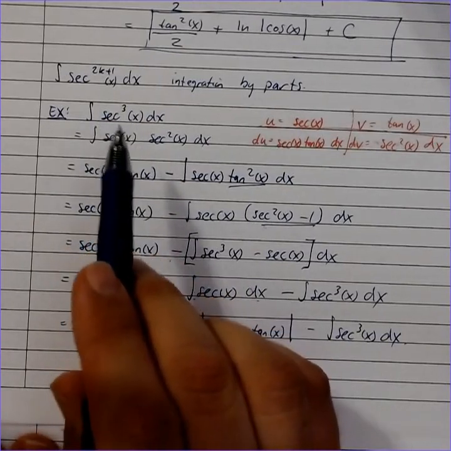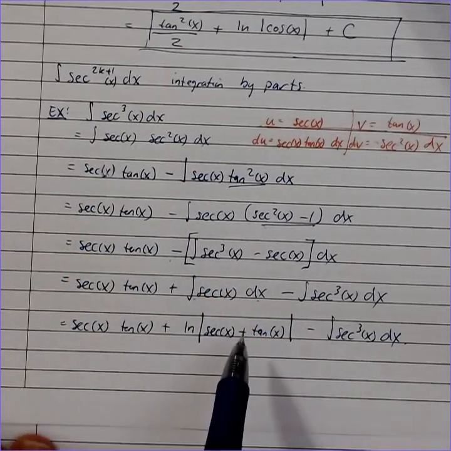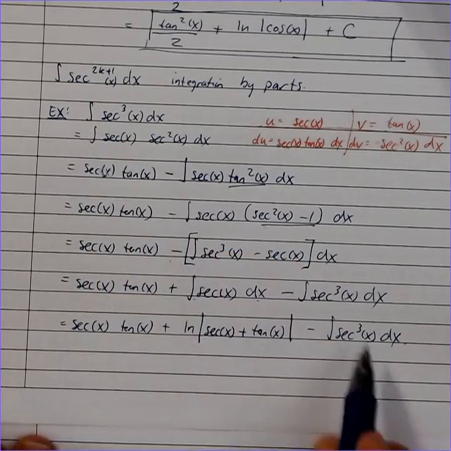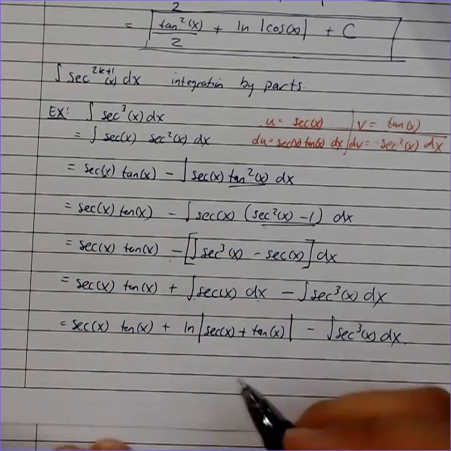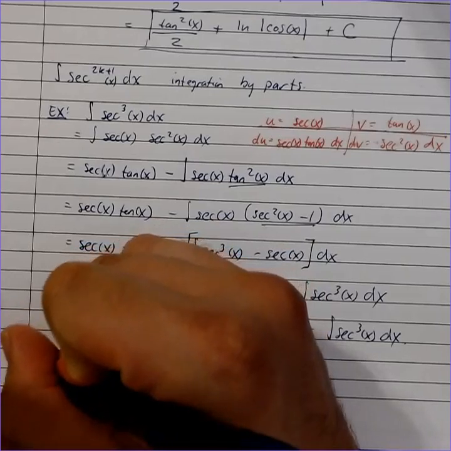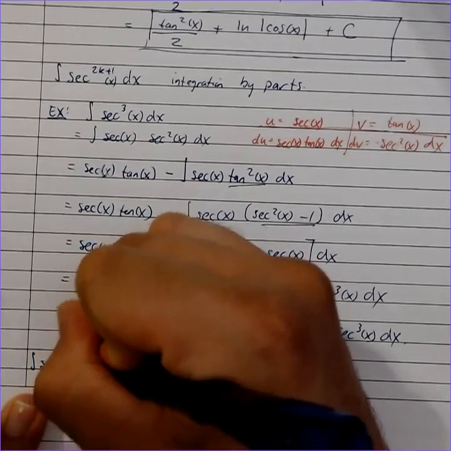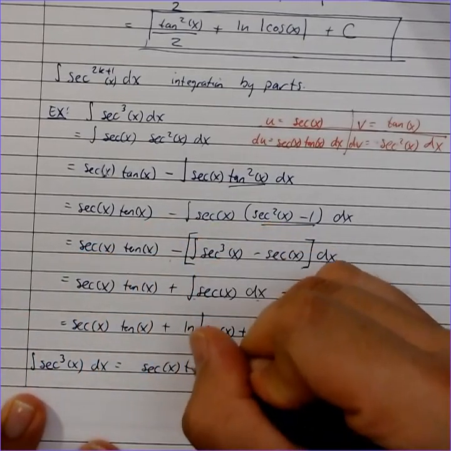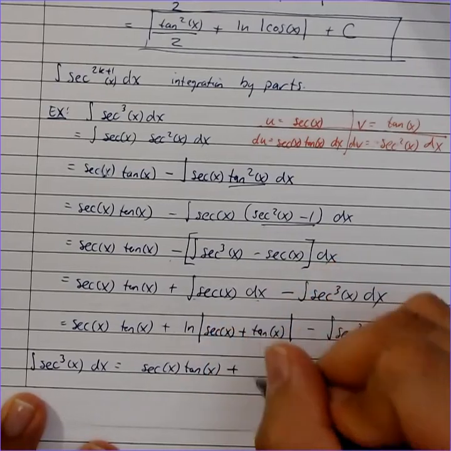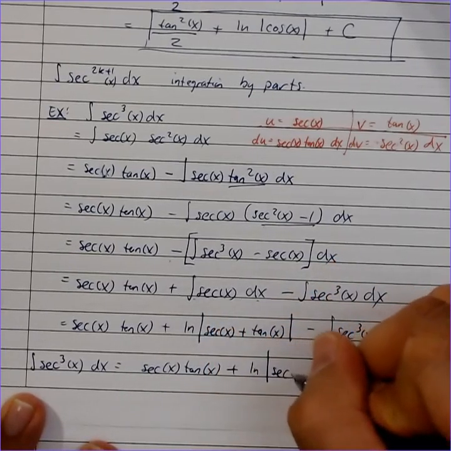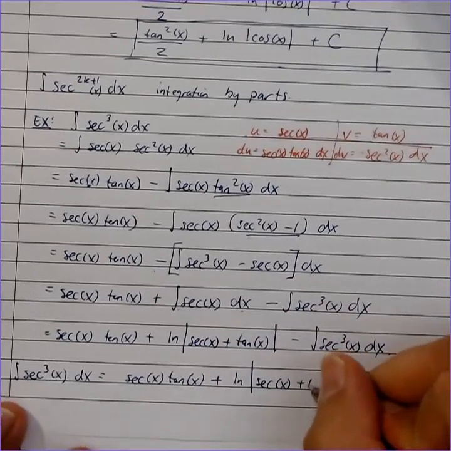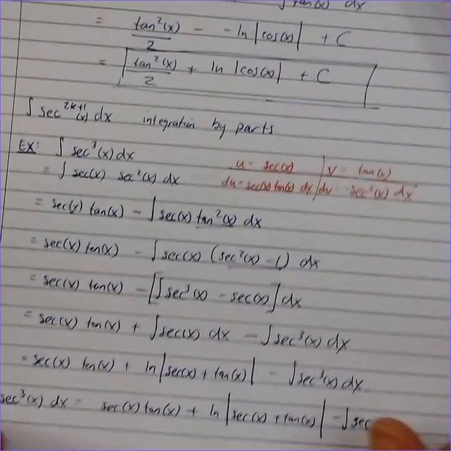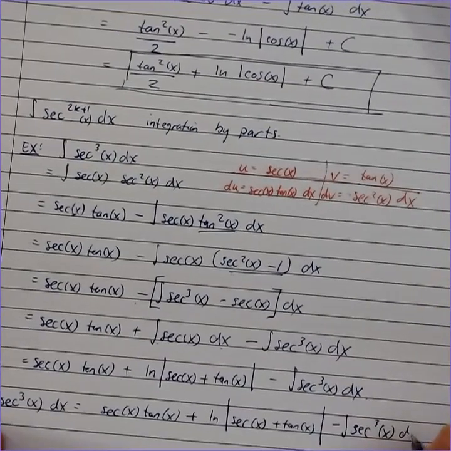I'm going to rewrite this expression as a single equation, skipping all the stuff in the middle. In other words, I'm just going to say this first line equals this last line. And by doing that, we'll get a nice answer. I'm going to write the integral of secant to the third of x dx is equal to the secant of x tangent of x plus the natural log of the absolute value of the secant of x plus the tangent of x, minus the integral of secant to the third of x dx.